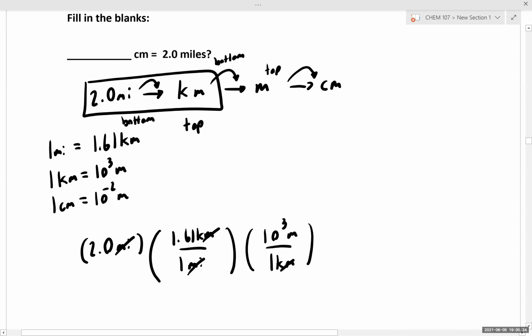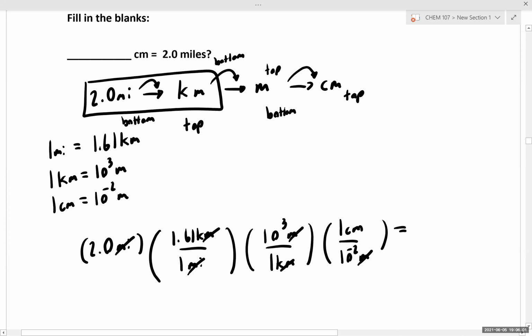Finally, to complete this conversion, we're going from meters to centimeters. Units of centimeters will now be on top, and to cancel units of meters, meters will be on the bottom. And we know in 1 centimeter, we have 10 to the negative second meters. As always, the power of 10 stays with the base unit.